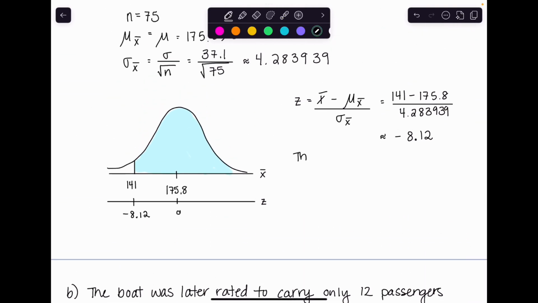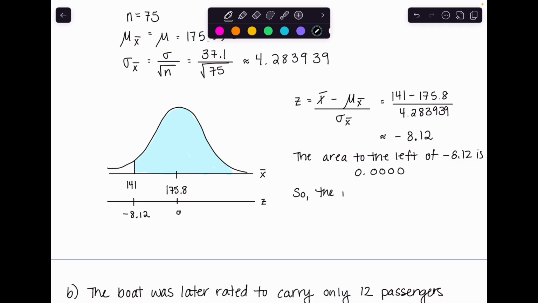So the area to the left of negative 8.12 is 0.0000 when you round it. Okay. So our chance that the average weight of 75 passengers being more than 141 pounds is 1 minus this area, which is 1.